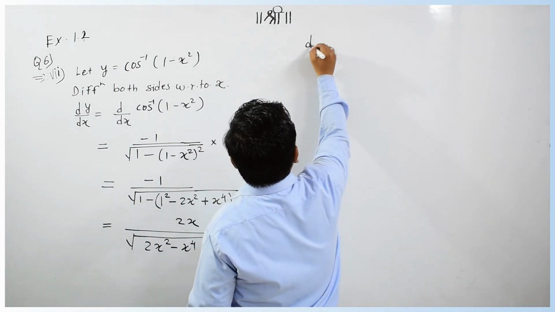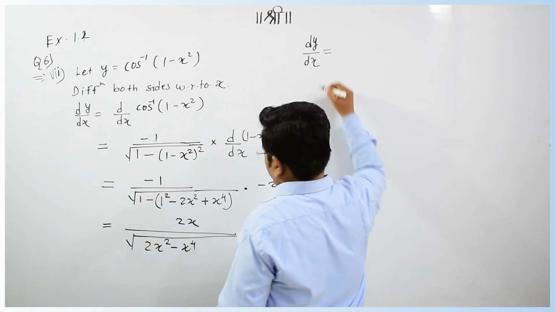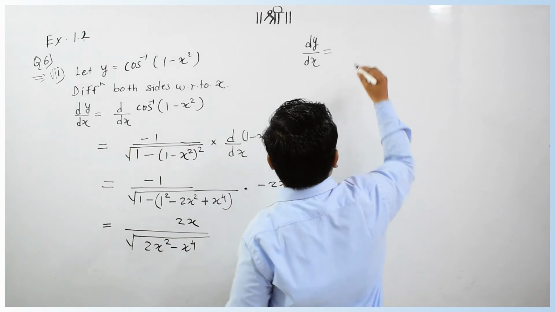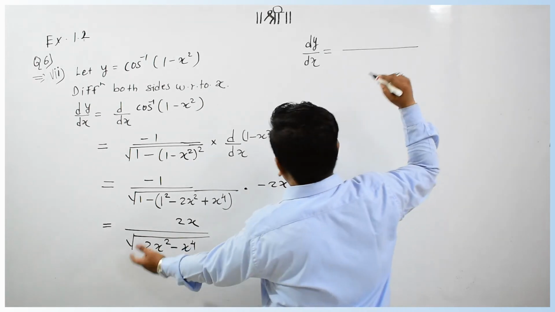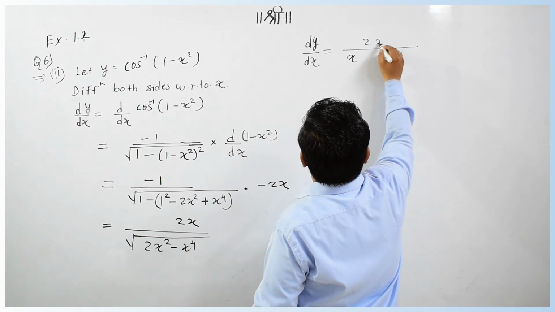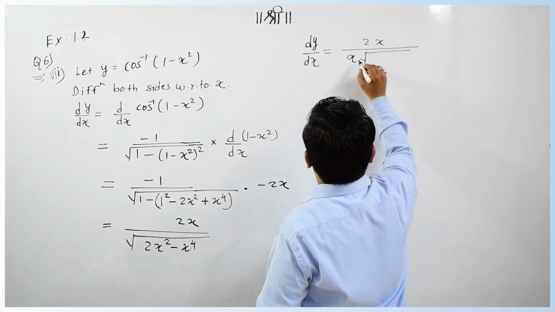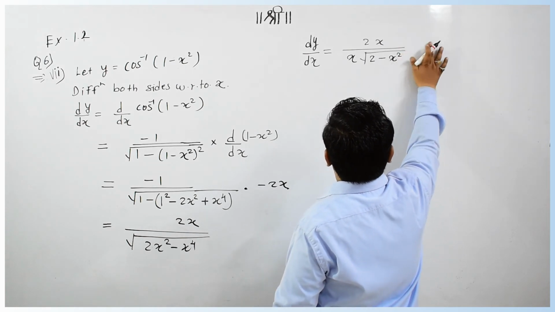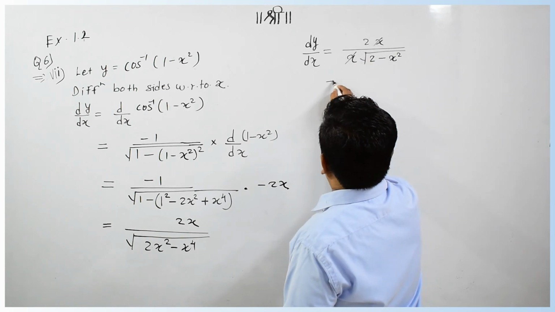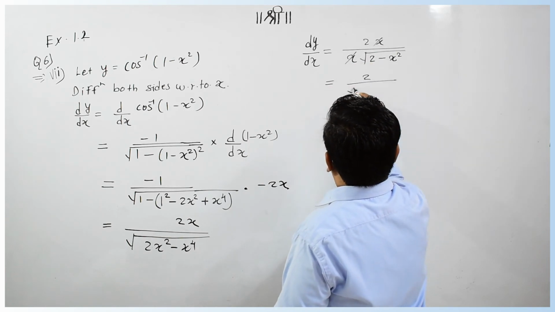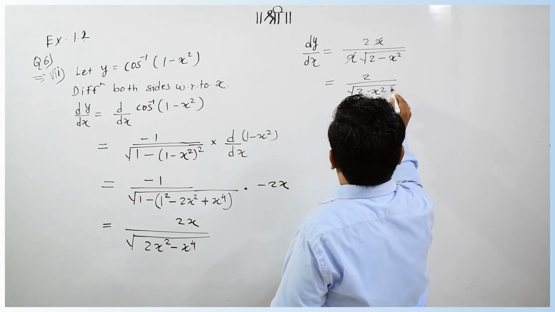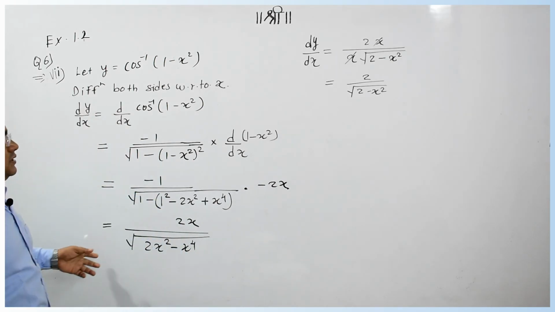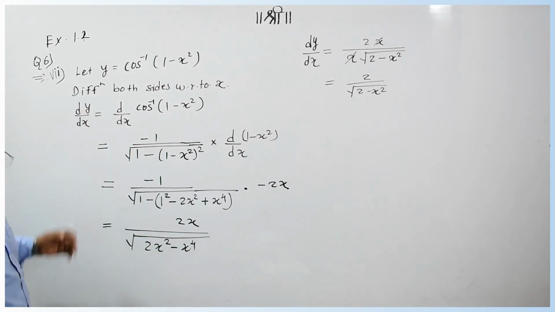So dy upon dx is equal to, what we can take common out of this bracket. We can take x square common, and its under root will be x. So 2x divided by x into under root of 2 minus x square. That is the remaining case. So this x will get cancelled and the final answer will be 2 upon under root of 2 minus x square. That is it. Hope you understood this simple problem. Now, let us move to the next question.